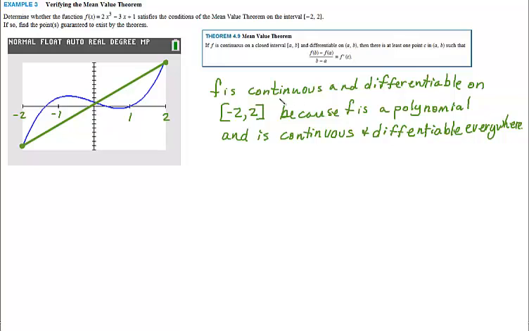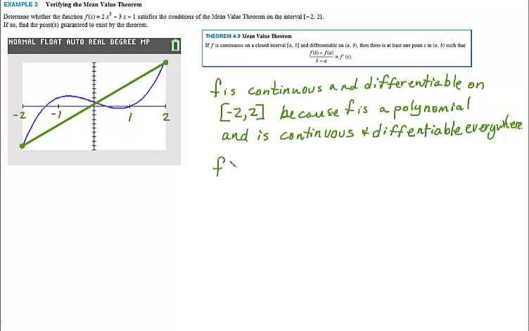So my conditions are holding. Therefore, we know, since I have all of the conditions on the front end in the if part, then there must be at least one point C such that this will happen. So I know I have that point. I just have to go find it now.